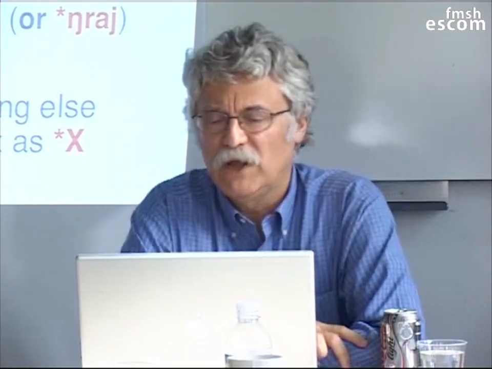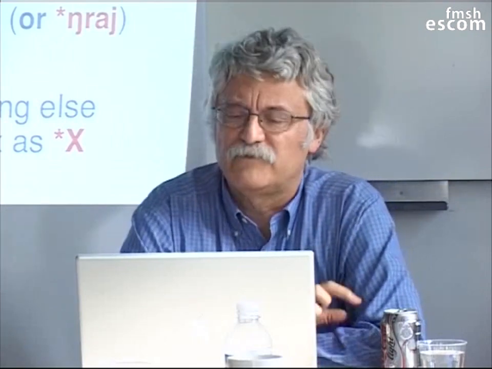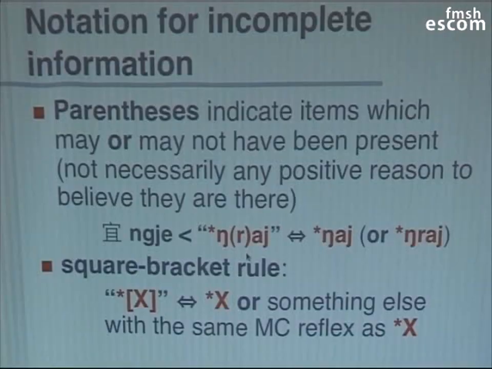I've been advised that this is a lot of trouble, and why don't you just leave the R out unless you think that there's some reason for it to be there. But you might miss something. There might be another form that does have an R that you discover is related to this form, and so forth. So again, it doesn't necessarily mean we believe that there's an R there. It just means that there could be an R there.